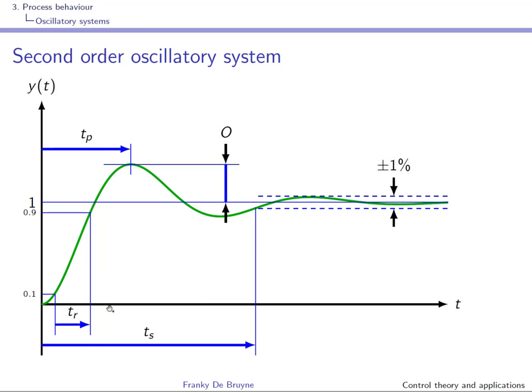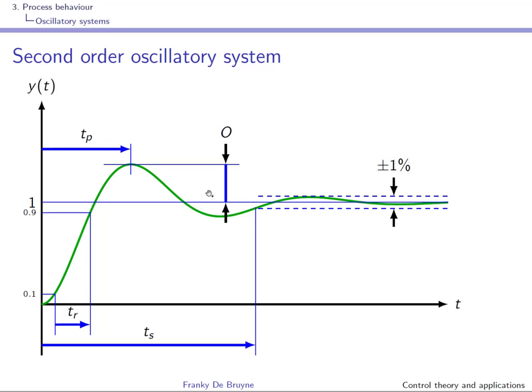Well, the rise time is defined as the time that is needed for PV to go from 10% of its steady state value to 90% of its steady state value. The settling time is the time that is needed for PV to settle in a band of plus minus 1% around the steady state value of PV.